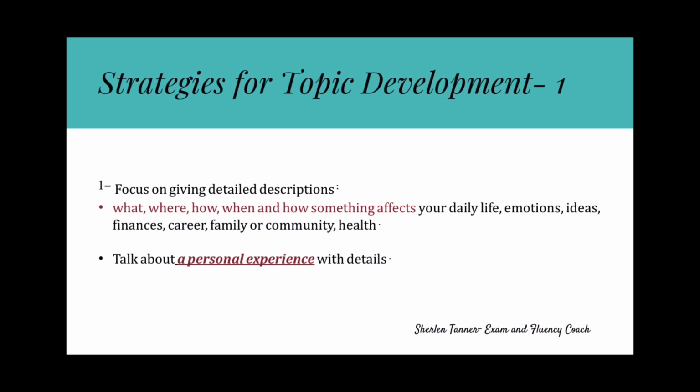Now, we say our reason sentence, one reason or two reason sentences, and make sure that we don't sound very general. And then after the reason sentence, we have to talk about specific details and examples. Now, these are the strategies for topic development. One, focus on giving detailed descriptions like what, where, how, when, and how something affects your daily life, emotions, ideas, finances, career, family, or community health. Talk about a personal experience with details.